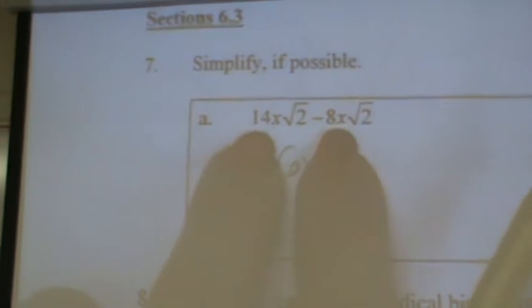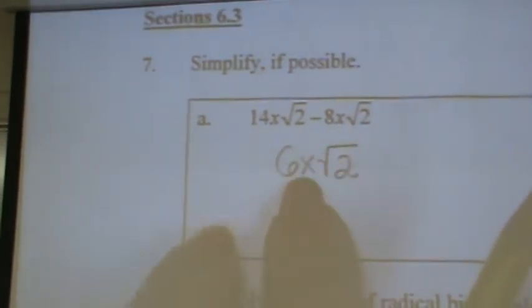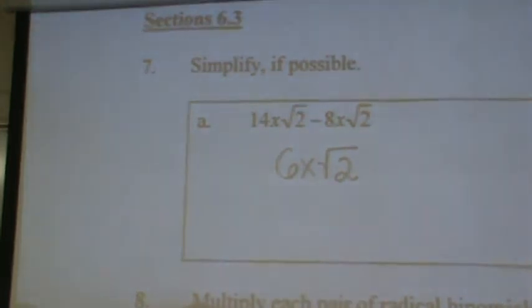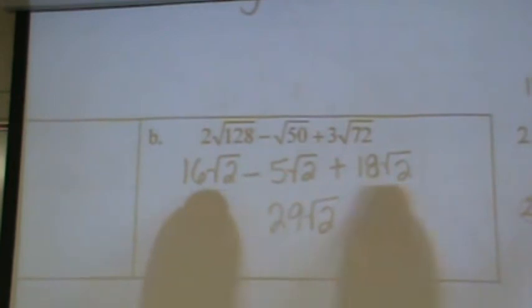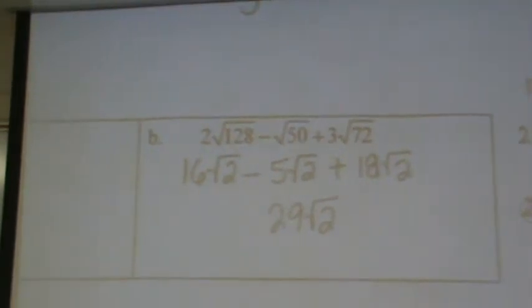Number 7, if the radical and the index are the same, you just combine like terms. So 14x minus 8x is 6x root 2. For b, you have to simplify this. So you have to simplify square root of 128 and 50 and 72. That's what you get. And then combine like terms.